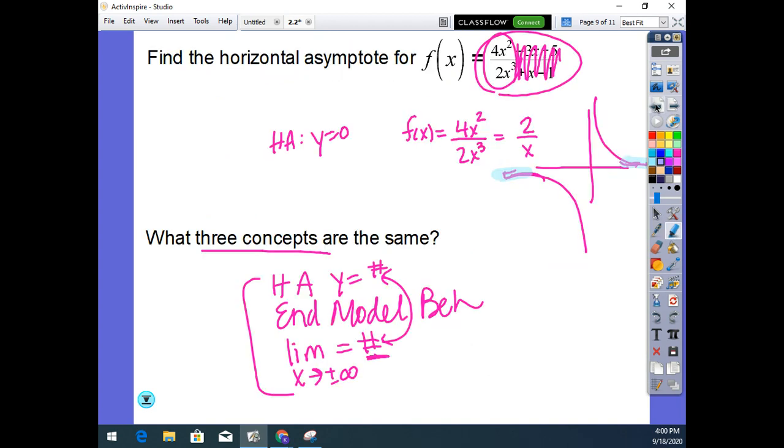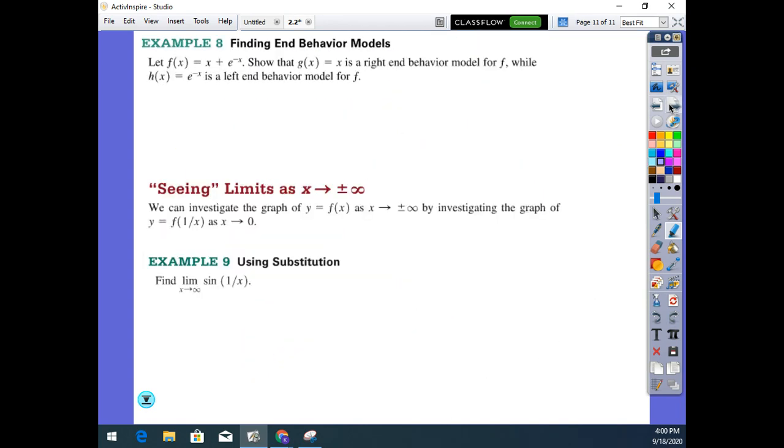And this ties back to the three concepts that are very, very similar. They all have to do with each other. All right, we'll address example 8 and doing our right end and left end in class.